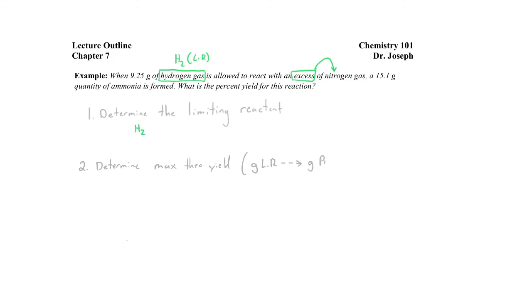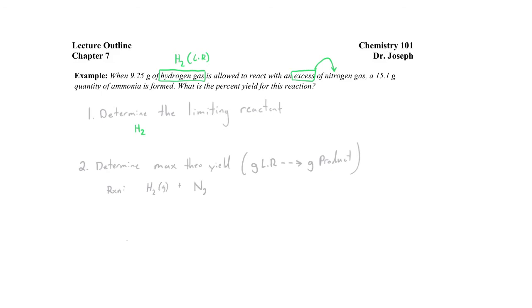Now I'm going to show you how to do that for this problem, but recognize this is exactly the same as what we were doing on the previous few pages. So we'll start by writing out a balanced chemical reaction, and then we'll do the conversion from grams of hydrogen into grams of ammonia. Here's what the reaction looks like.